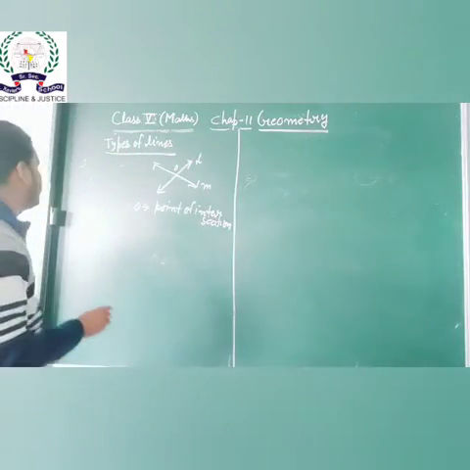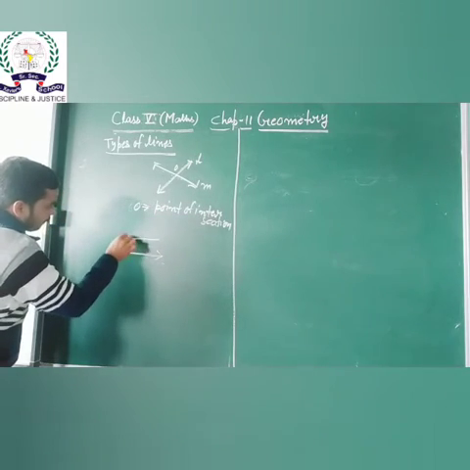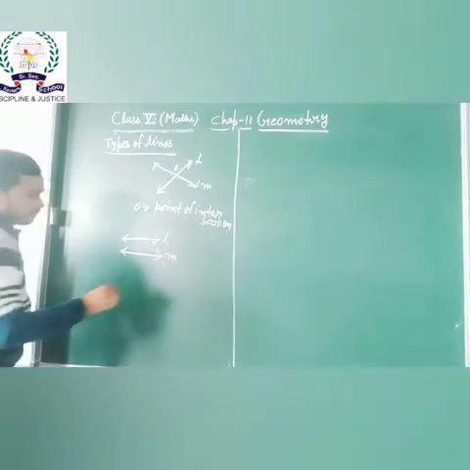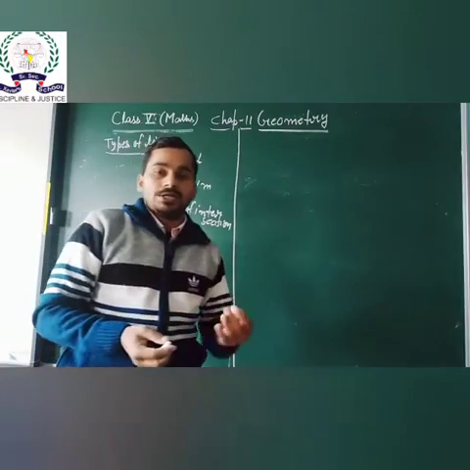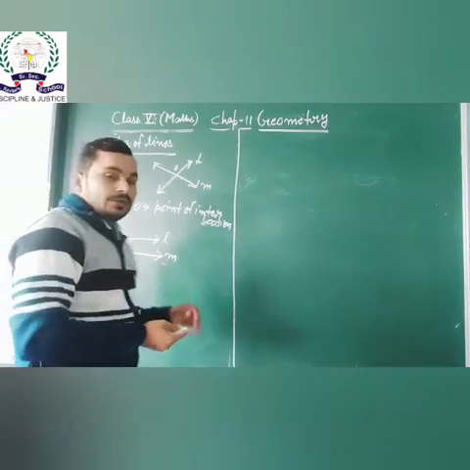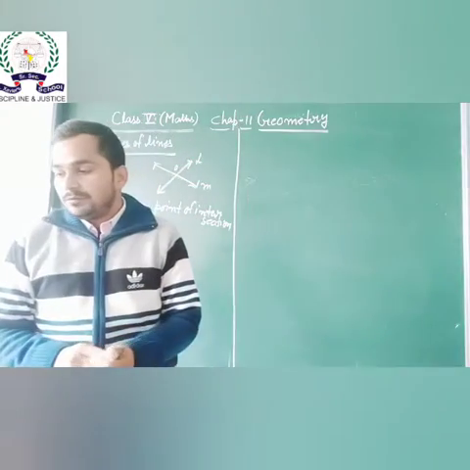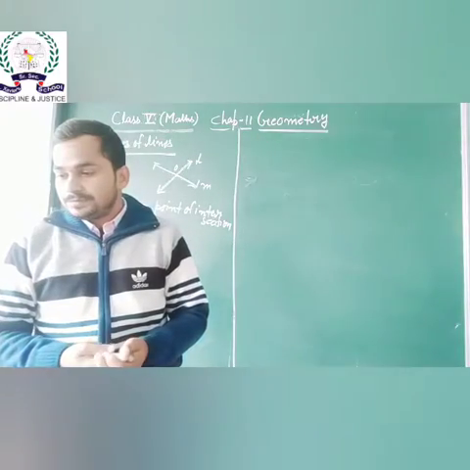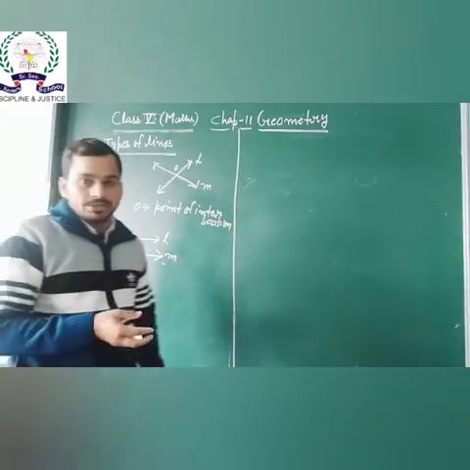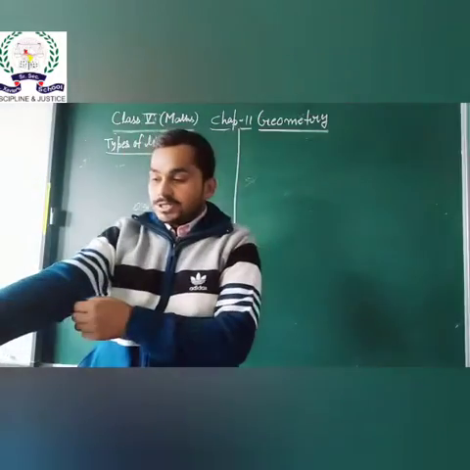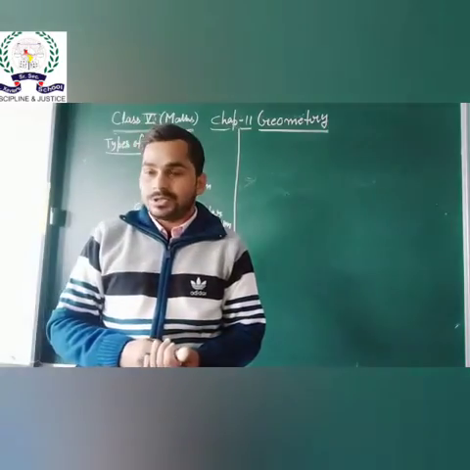Then parallel lines. Two lines in the same plane that never intersect are called parallel lines. दो ऐसी लाइन जो कभी भी एक्सटेंड करने पर एक दूसरे को क्रॉस नहीं करती हैं, वो होती हैं पैरेलल लाइंस. जैसे जिम्नास्टिक बार और रेलवे ट्रैक, these are examples of parallel lines. Parallel lines are always at the same distance apart and lying on the same plane, never intersect.